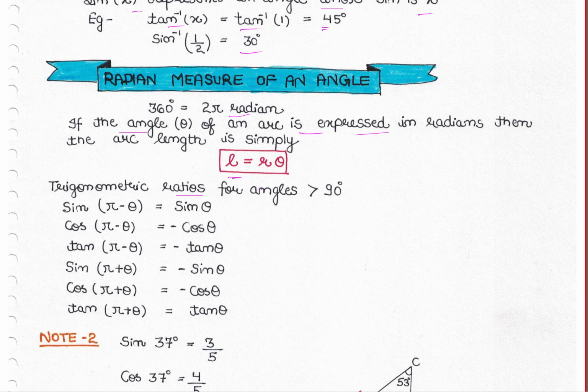Trigonometric ratios for angle greater than 90 degree. So sin(π − θ) is equal to sin θ, cos(π − θ) is equal to −cos θ, tan(π − θ) is equal to −tan θ, sin(π + θ) is equal to −sin θ, cos(π + θ) is equal to −cos θ, tan(π + θ) is equal to tan θ.